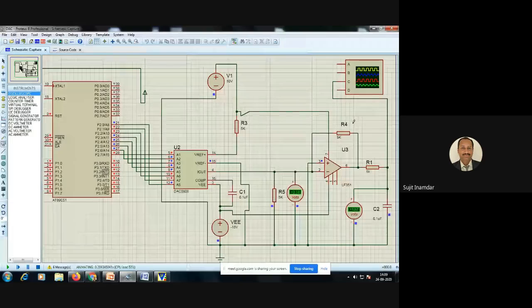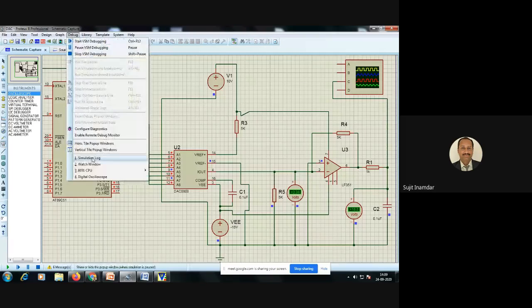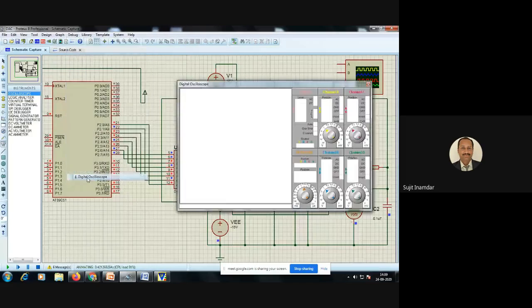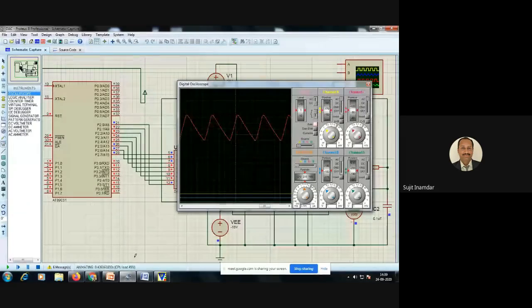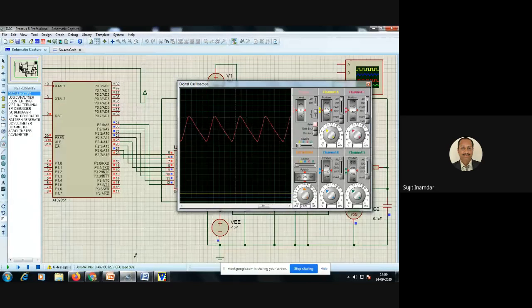So where is the waveform actually? You are supposed to check the waveform on this oscilloscope. How to check this oscilloscope? Debug, and at the last all the components are shown. Here is the digital oscilloscope, and you can observe here the actual triangular waveform, how it is constructed.